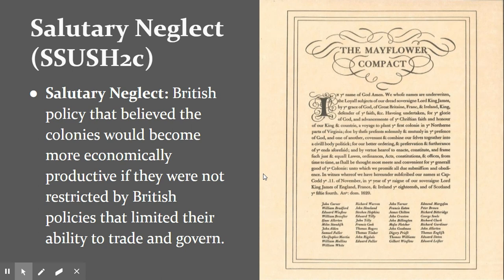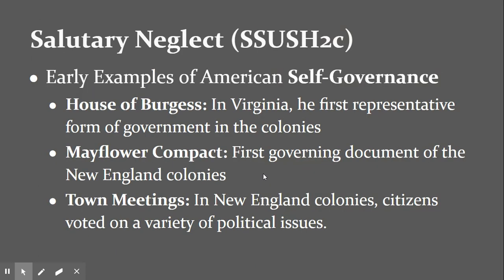Okay, this is called the Mayflower Compact. What this said was that the Americas, or the colonies, could have a little bit more freedom. They could trade a little bit more. So the first one of this is self-governance. Self-governance means that the people are going to form their own stuff. That way, they can trade and do whatever they want to do.